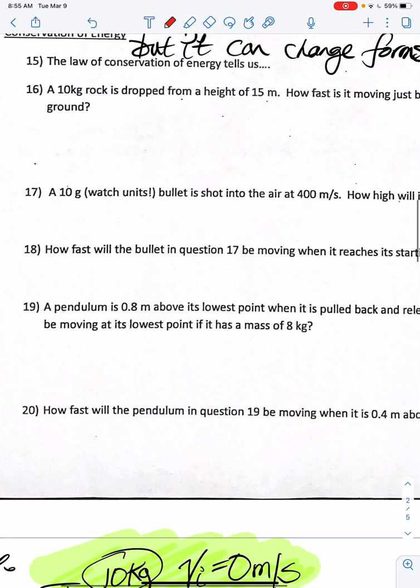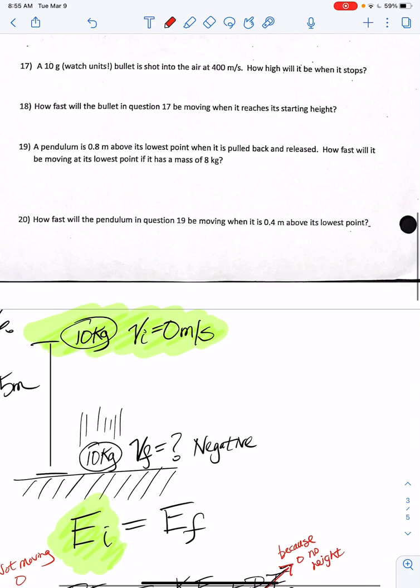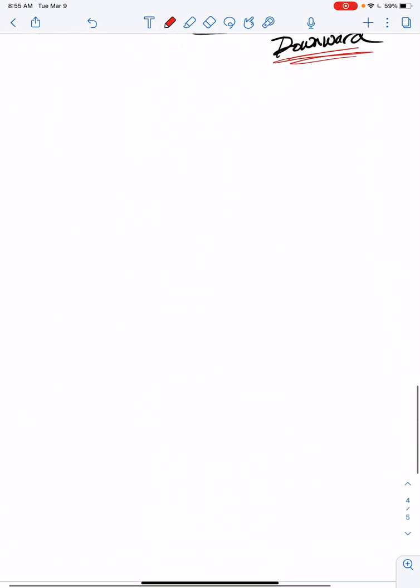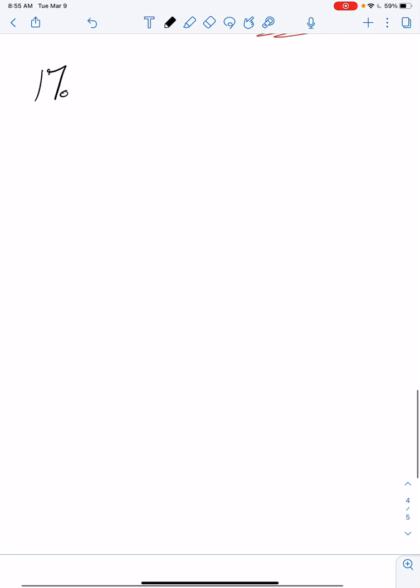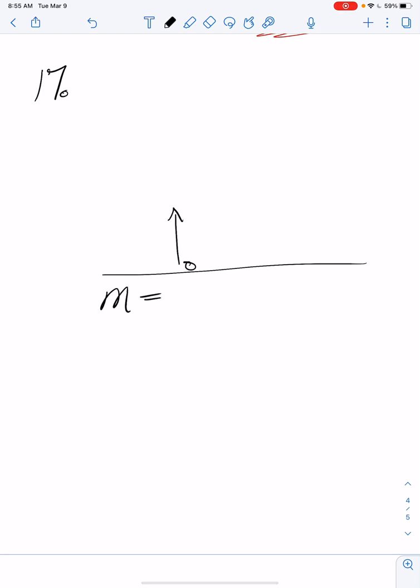It says 17, a 10 gram bullet is shot into the air at 400 meters per second. How high will it be when it stops? Okay, so on 17, I'm going to start here with a drawing. Always, I think drawings just help. So there is a bullet which is going to be fired upwards, and the bullet has a mass of 10 grams. Now, right away, that should be an alarm bell because we like kilograms.